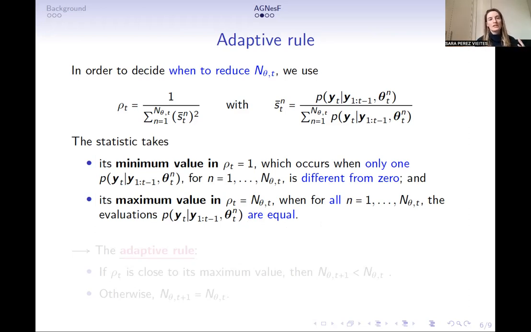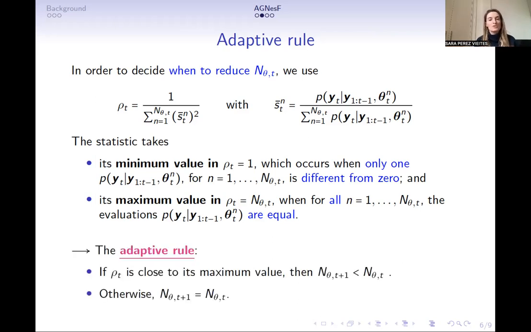This happens usually when the parameters are very close to convergence and the posterior distribution that we are approximating gets very narrow. So all the points are very close in the parameter space, and they basically provide the same evaluation and almost the same estimations. So we might consider that the points might be redundant. So in the adaptive rule, we check when this is the case. When rho is very close to its maximum value, we decide to reduce the number of samples. Otherwise, we keep the number of samples as it was.